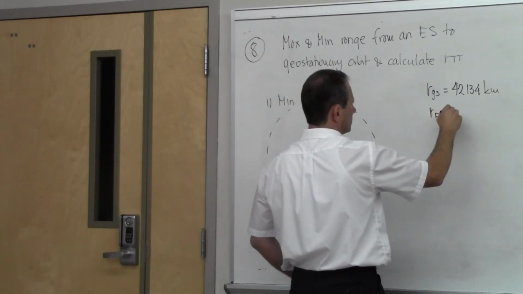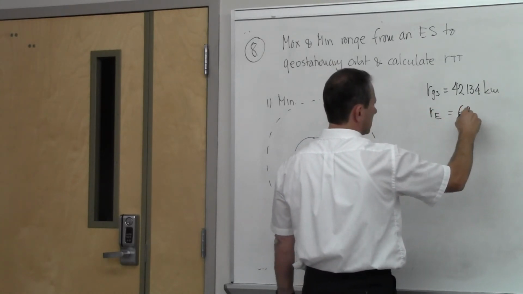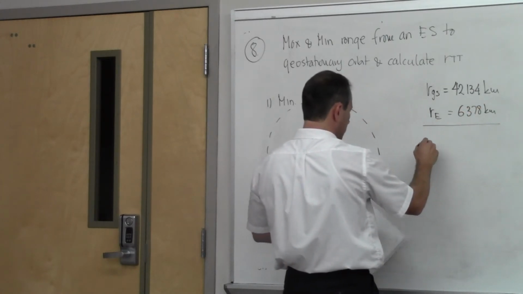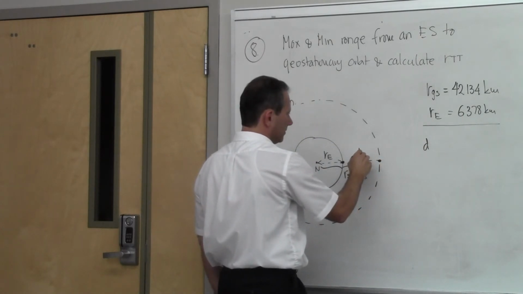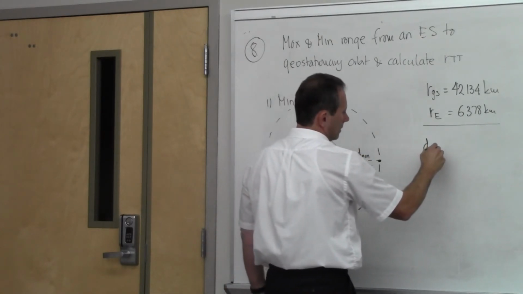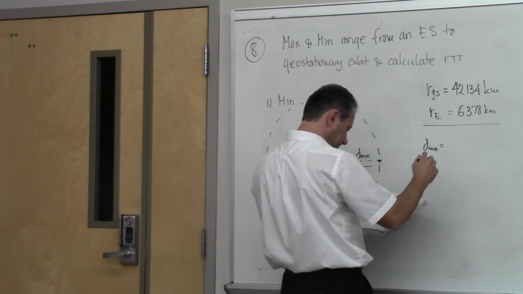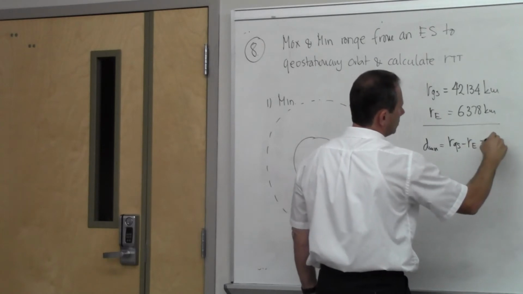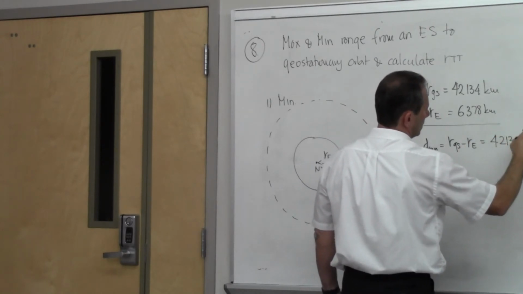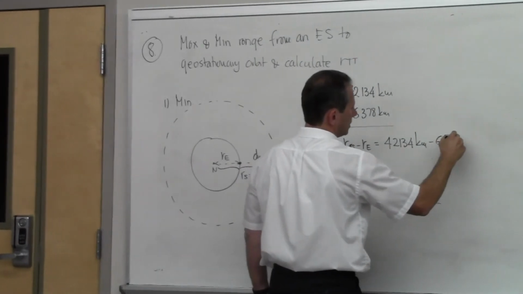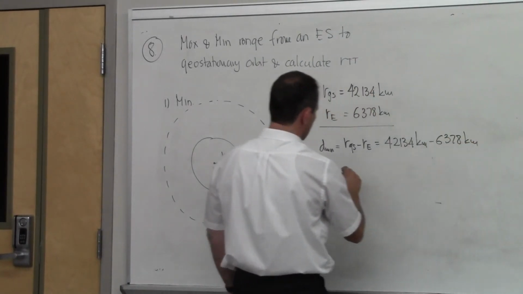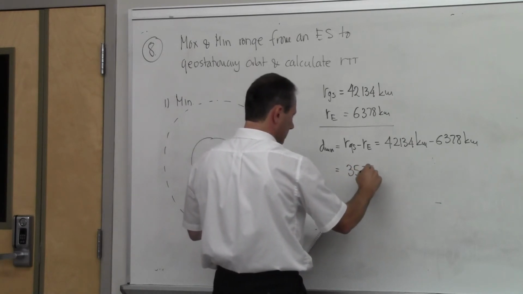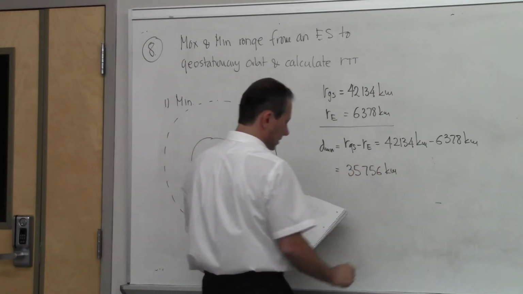We know that the radius of the Earth is 6,378 kilometers. So your distance, which is this minimum, is going to be RGS minus RE, which is 42,134 kilometers minus 6,378 kilometers. It gives you 35,756 kilometers. So that's the minimum distance.